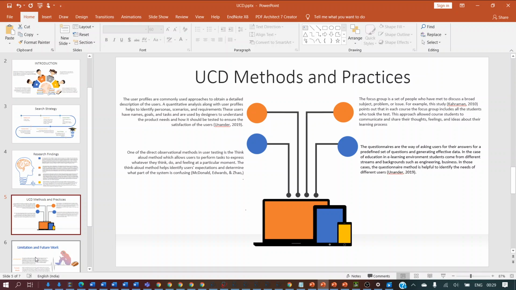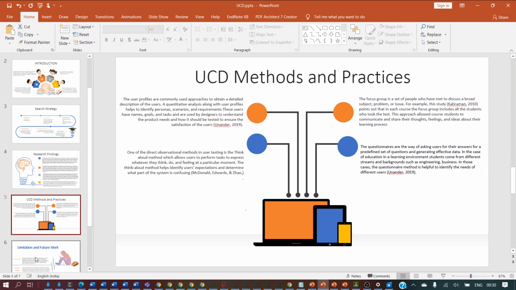The user profile is a common approach which is used to obtain user descriptions. A quantitative analysis made with these user profiles helps to identify the personae, scenarios, and needs. Personae are nothing but fictional characters which have names, goals, and tasks that are used by designers to understand the product needs and how it should be tested to ensure user satisfaction.